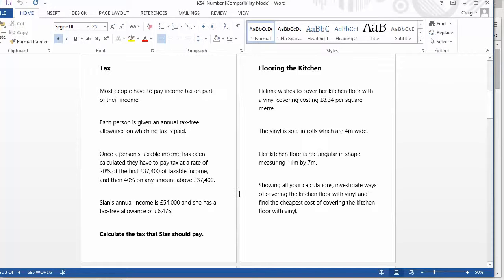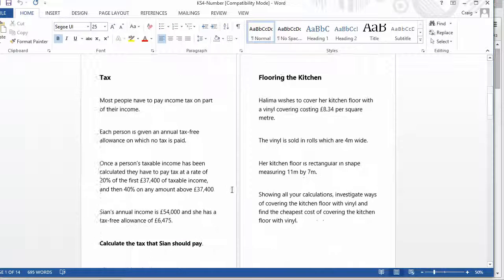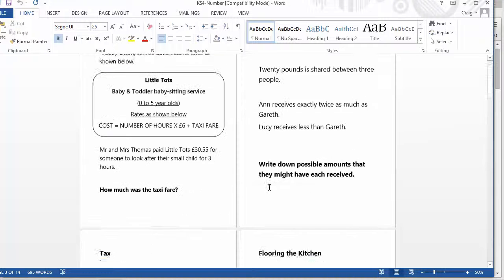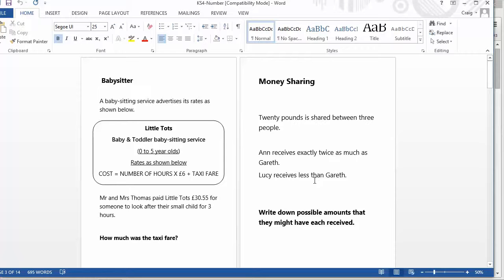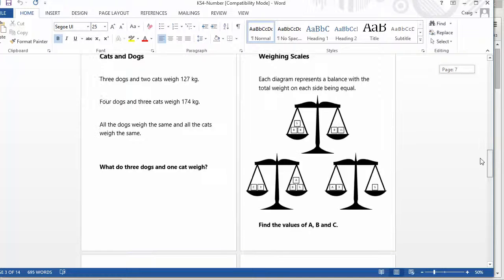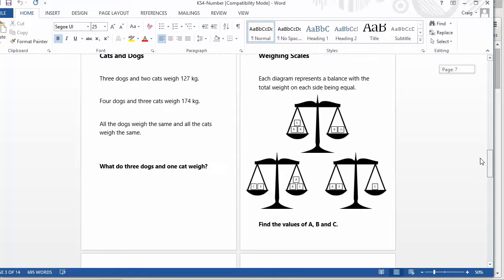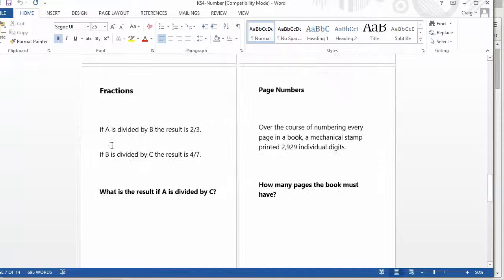Now, what I like about these questions is often they don't just have one answer. So this investigate different ways of covering the floor allows students to be creative and imaginative. Write down possible amounts that they might have each received. It's not like your standard ratio question here. There are different possible solutions. And these just go on and on and on. Some nice little weighing scales questions, which is absolutely ideal. Cats and dogs, which is kind of simultaneous equations in disguise, but perhaps there are other ways, diagrammatical ways, to do it. I love that one.